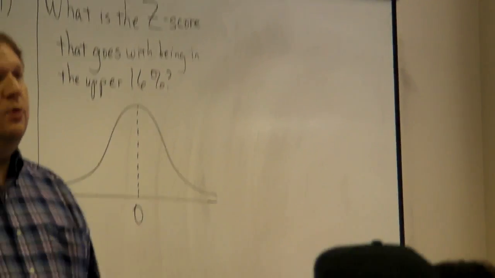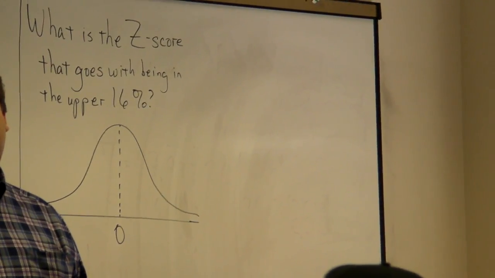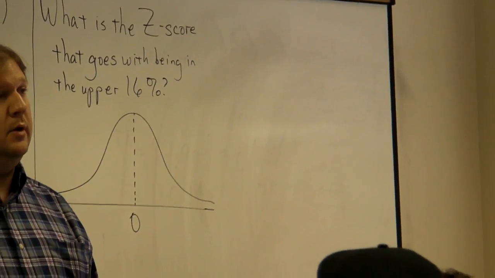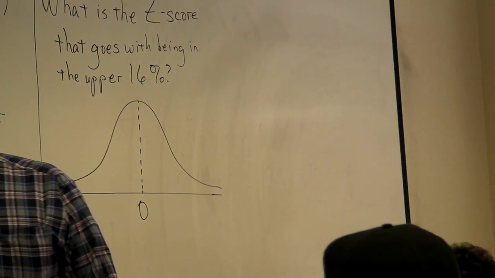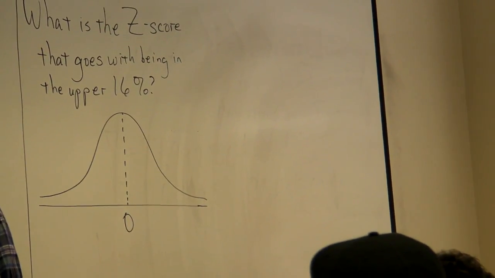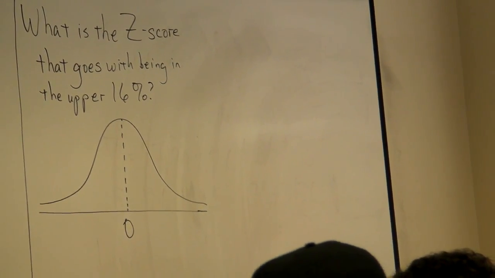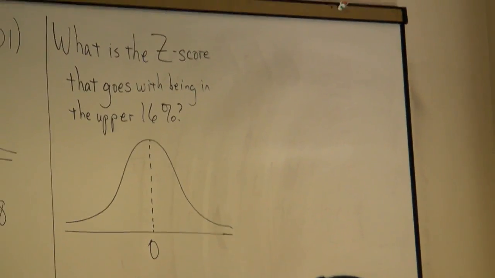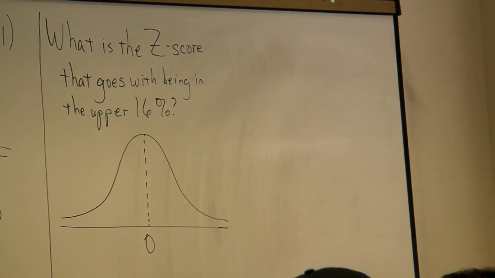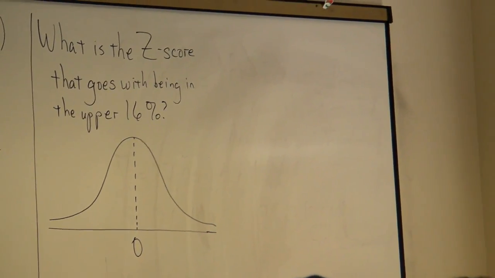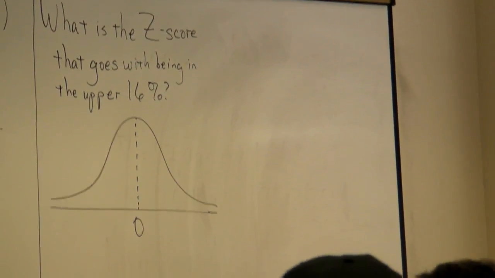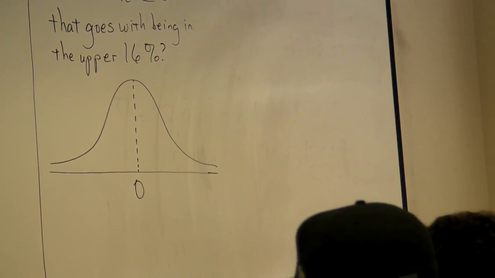But the one difference with this one is I'm looking for a Z that goes with a probability. In these problems, what I was looking for was the probability that went with the Z. So I said, what's the probability of being between 0.96 standard deviations below and 1.01 standard deviations above? Now I'm asking, what's the Z-score that goes with being in the upper 16%?